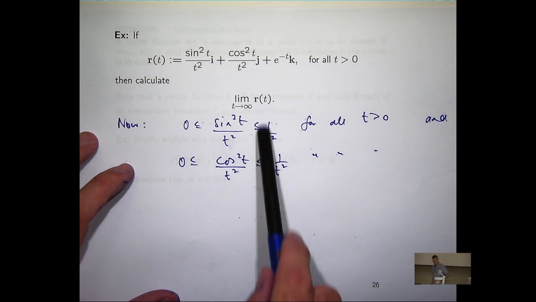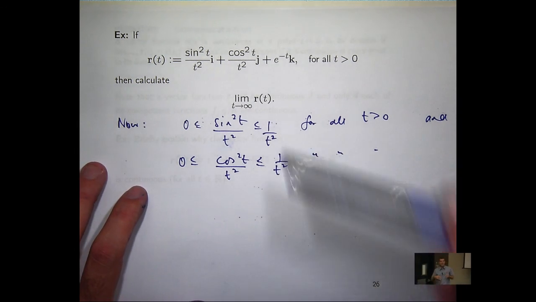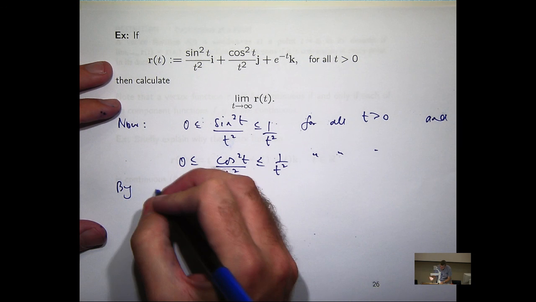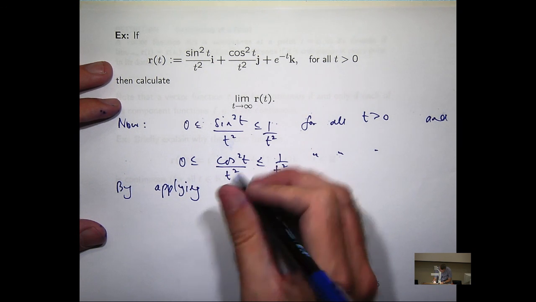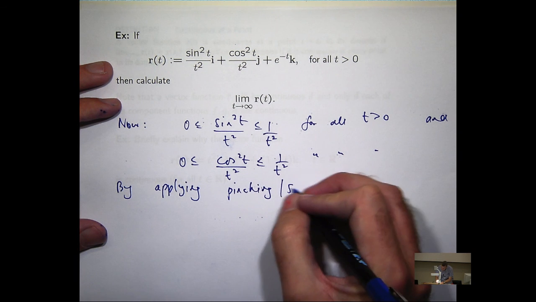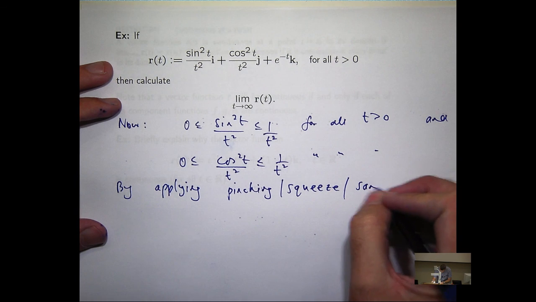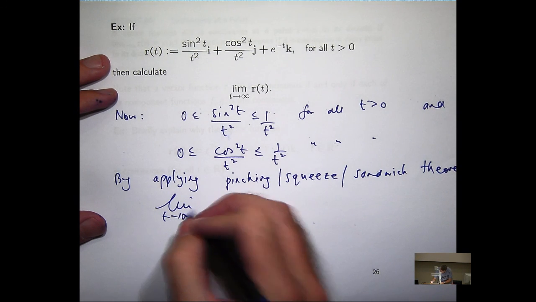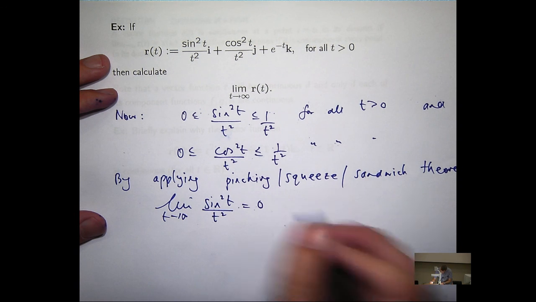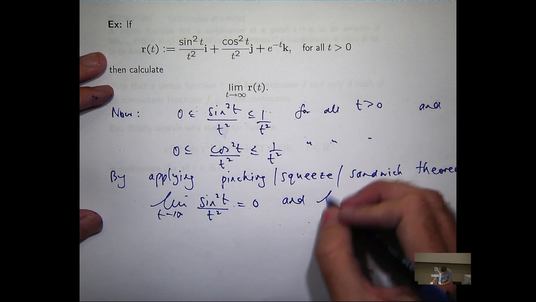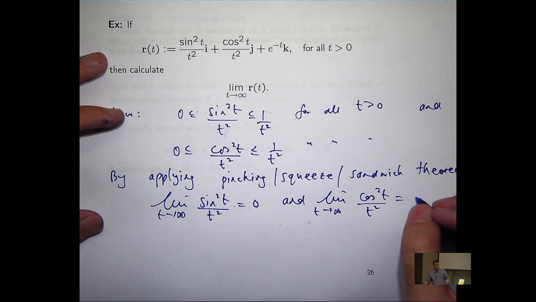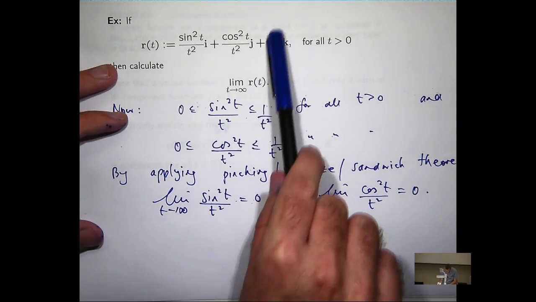So you put a limit here, a limit here, a limit here, on each of them. On the right-hand side, you're going to get zero. So the thing in the middle has got to be greater than or equal to zero and less than or equal to zero. Well, it's got to be zero then. Sandwich. So we know the limit of this is going to be zero as well.